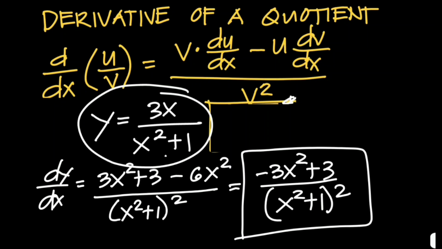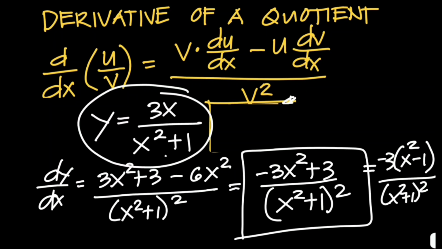Or you can simplify this further. You can extract negative 3 here. Then this would become x squared minus 1 over x squared plus 1 squared. Alright, so that's all for now. We will discuss more rules in finding derivatives in the next videos.